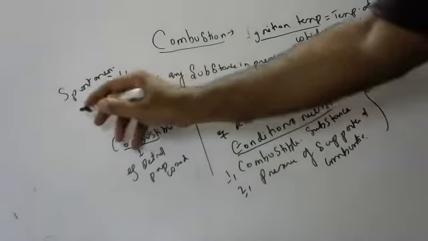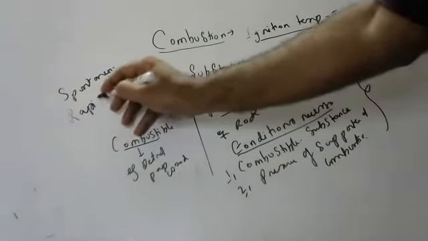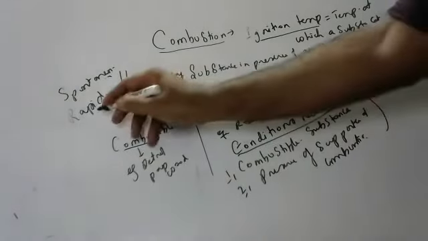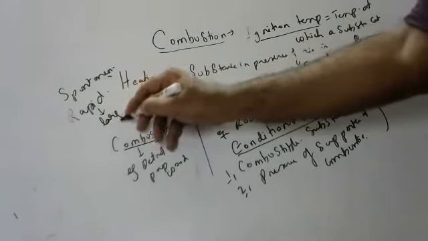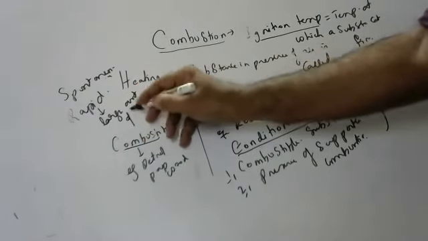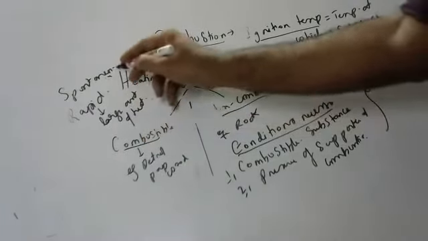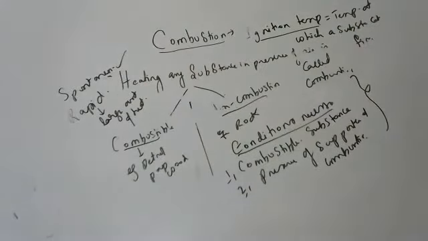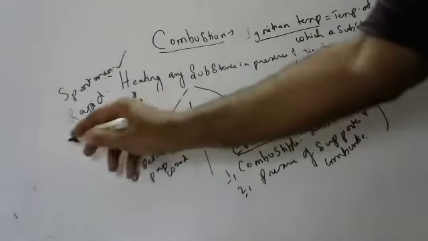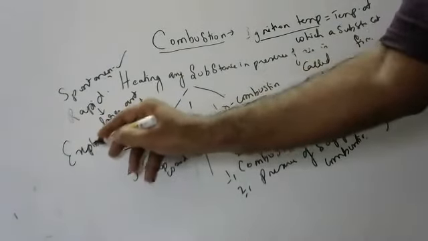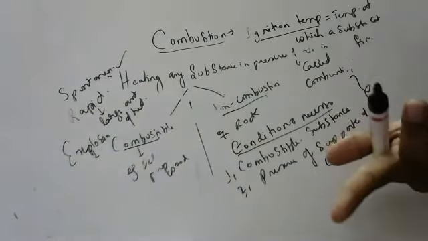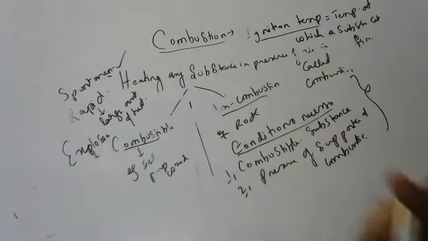Another one is rapid combustion. What is meant by rapid combustion? A large amount of heat and light is produced, as when you burn a matchstick. Spontaneous means they catch fire on their own. Rapid means we have to ignite it, but a large amount of heat and light is produced. Explosive combustion means, like firecrackers, when you burn them, they are explosive.